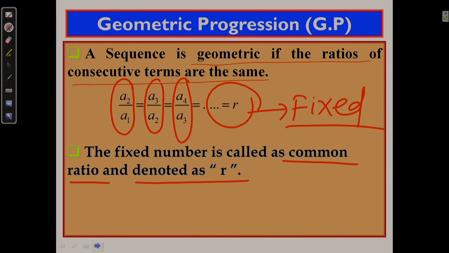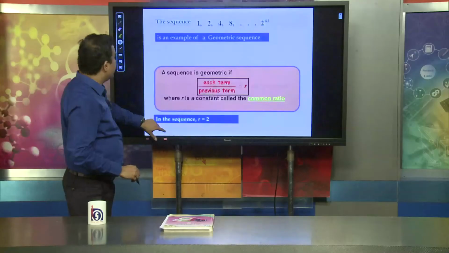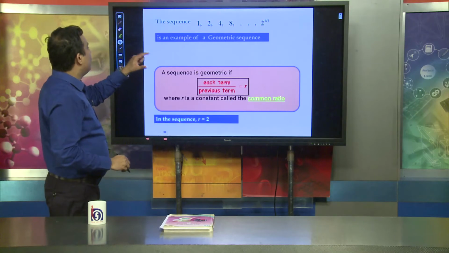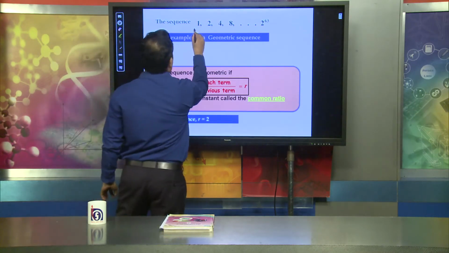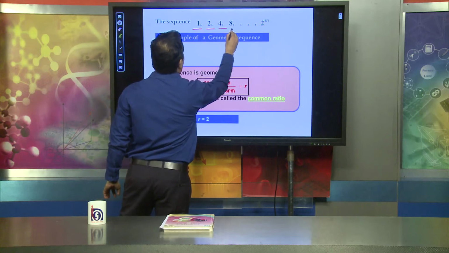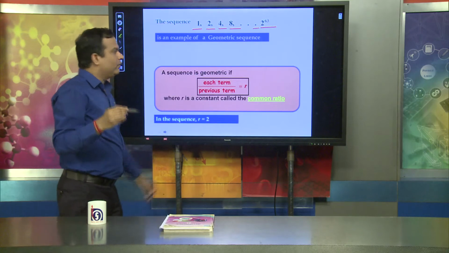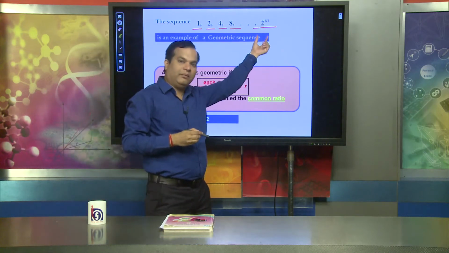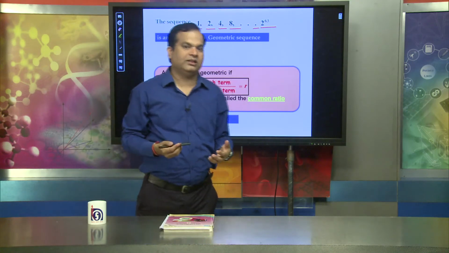For example, suppose I tell you the sequence 1, 2, 4, 8, and so on up to 2 to the power 6, 3. It has a last term, so it is finite. If there is no last term, we can say that is an infinite geometric series.